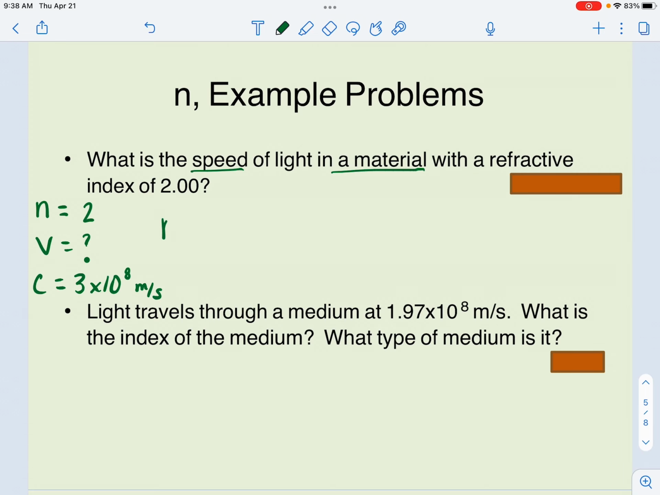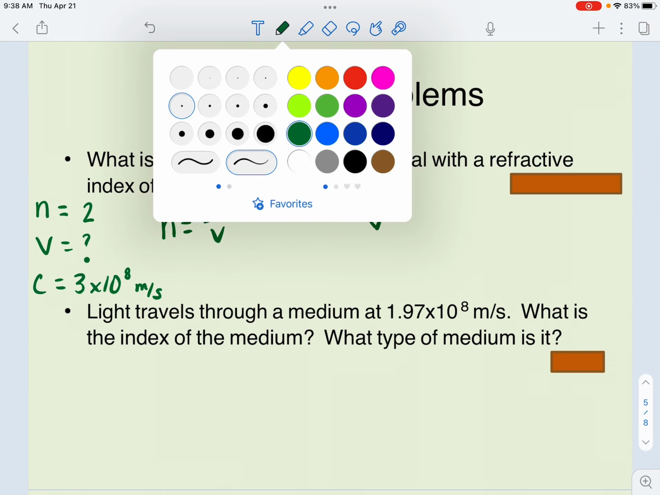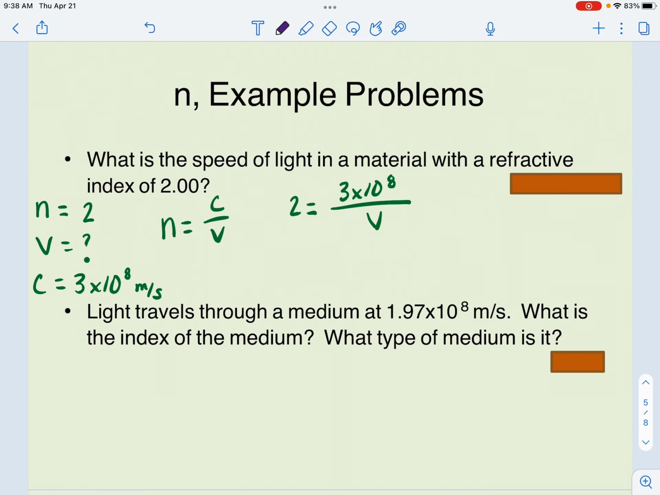So my equation here is n equals c over v. And so I'm going to plug in my numbers. 2 is equal to 3 times 10 to the 8th over v. So here is my formula with the substitution. So now I need to be able to do my algebra here, and so I'm going to choose to just go ahead and use that shortcut.